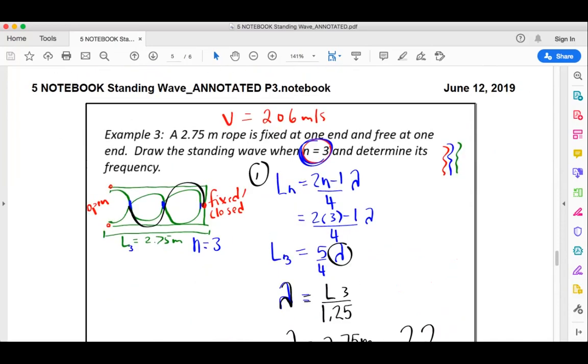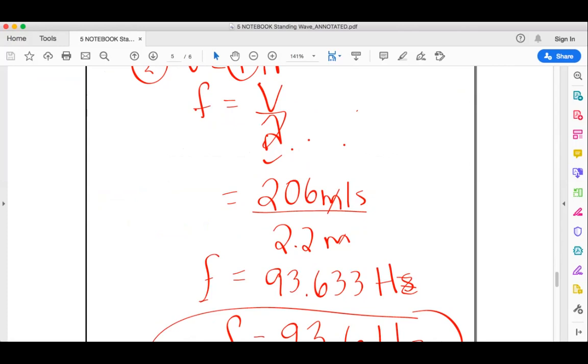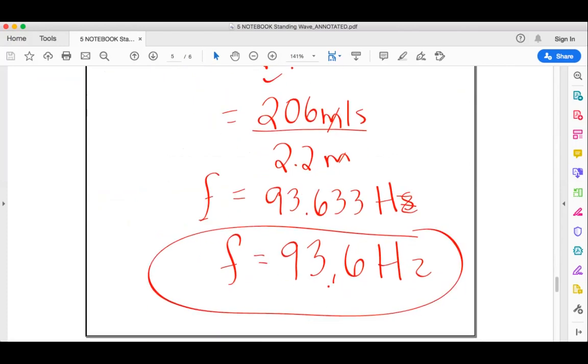I think it's 3 sig figs. N equals 3 is not a measured number, so we don't care about the significant figures there. But I see 3 sig figs in the other numbers. So 93.6 hertz is our final answer.